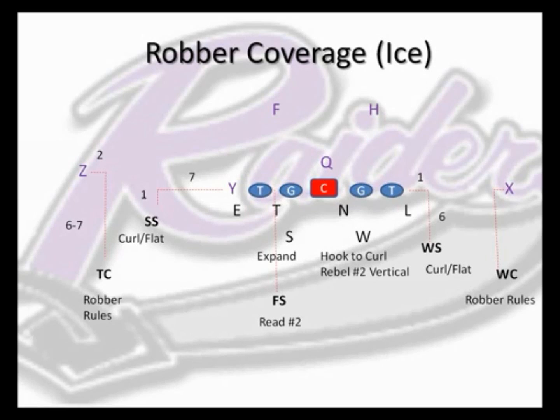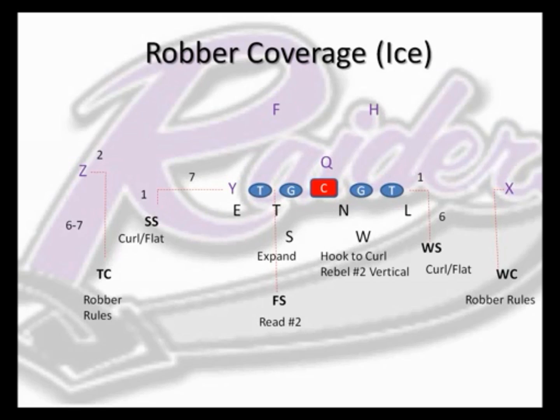What I'm showing here is robber coverage. And the first thing I'll talk about is the alignments here. Our strong safety is what we call a width player. So to the passing strength, his base alignment would be 7 yards outside the end man on the line of scrimmage, 1 yard off the ball. He's in a cock stance in towards the football.